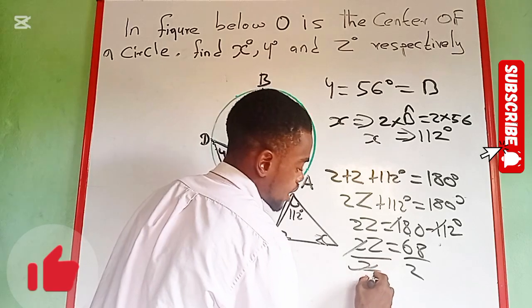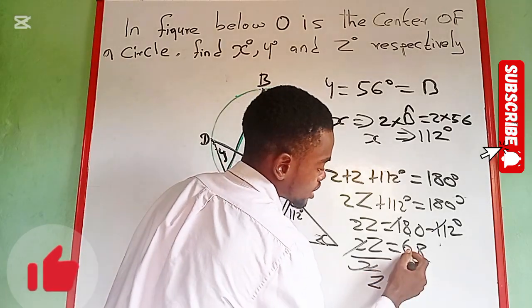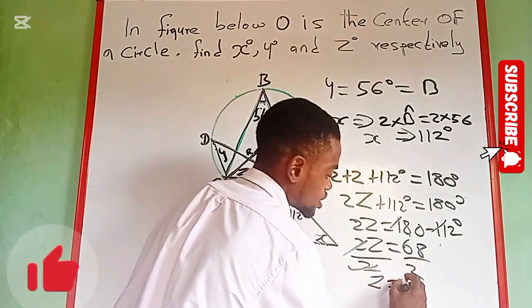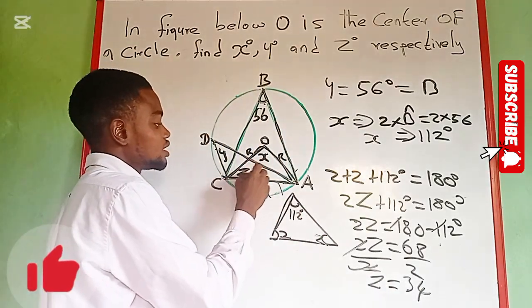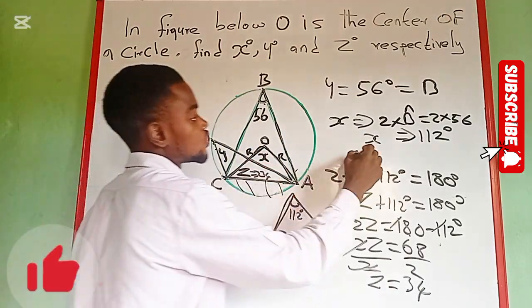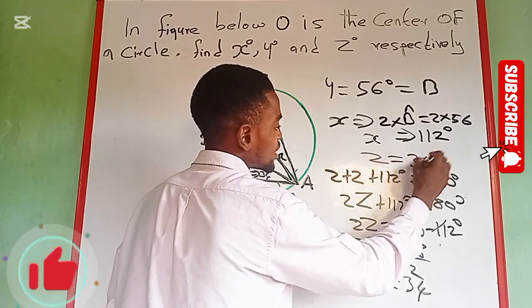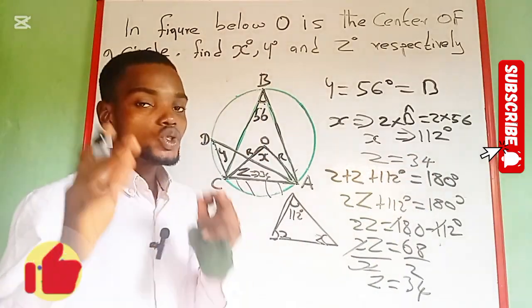If you divide by 2, you're going to have that Z is equal to 30, and they're going to share 4, we have 34. So the angle here, which is Z, is what? 34. So Z is equal to 34. That is how we are able to complete this.